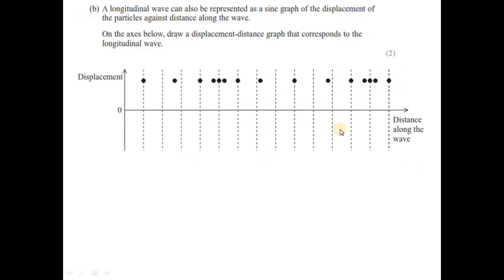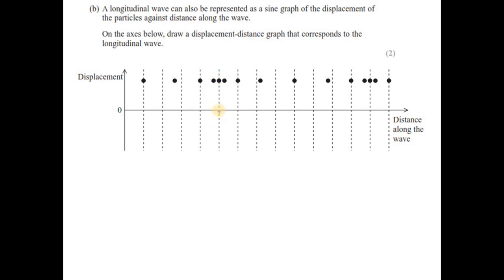A longitudinal wave can also be represented as a sine graph of the displacement of particles against distance along the wave. On the axis below, draw a displacement-distance graph that corresponds to the longitudinal wave. Because I know that the compressions are clearly shown here and this is one wave, I can just draw one transverse wave between these two compressions to show the one wave.